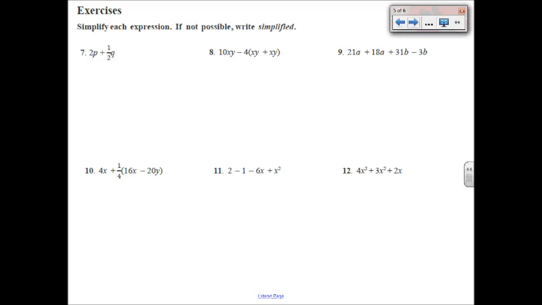Number 7, I have 2p and 1/2 q. They are not the same variable. I cannot combine them, so 7 is already simplified.